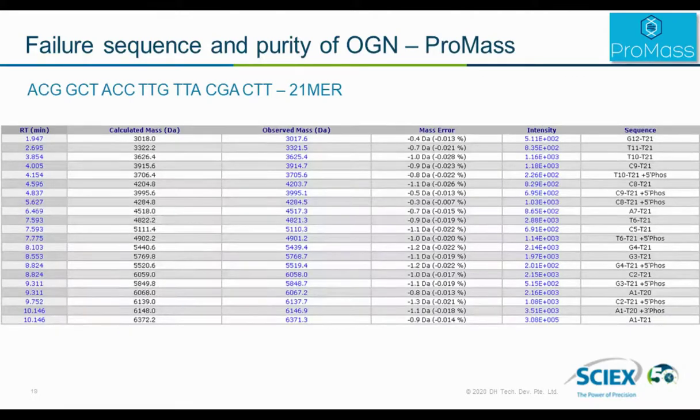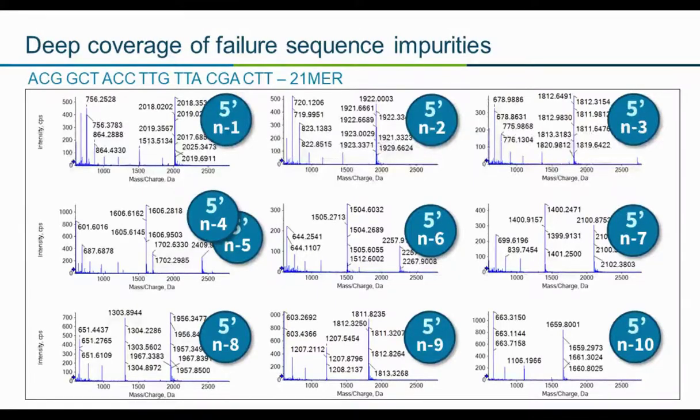Okay. Again, this slide's quite small, but it gives you an idea of the sample export data you'll get from ProMass. Okay. And again, deep coverage of the failure sequence can be done by going back into the MS/MS spectra and looking to confirm the presence of specific fragment ion peaks in the data. And this just shows you presence of some of the failure sequences in the raw data itself.